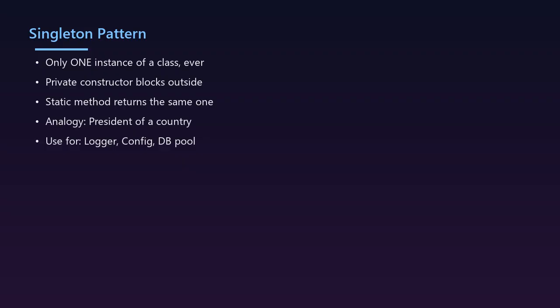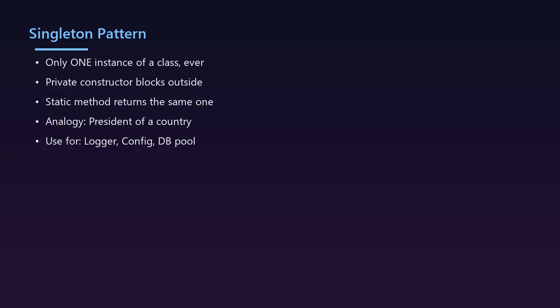The rule: only one instance of a class should ever exist. That's it. Think of the president of a country. There's only one at a time. You don't create a new president every time someone needs to talk to the government. Same with a logger. Your entire application needs one logger, not 50 copies writing to different files.